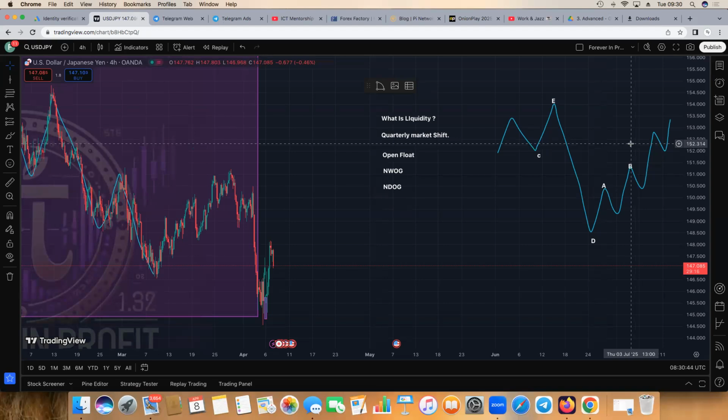This is point C. Now, why target point C? Point C most of the time is where you have a mitigation block, because remember, the overall bigger picture that I always give you guys is that for the institution to sell, they need to buy. And if they need to buy, they need to bring more buyers into the market to hope and to think that this market is about to go bullish before they crash the market. Now, when they crash this market, they still have a buy position open where the mitigation or where the buying movement started.